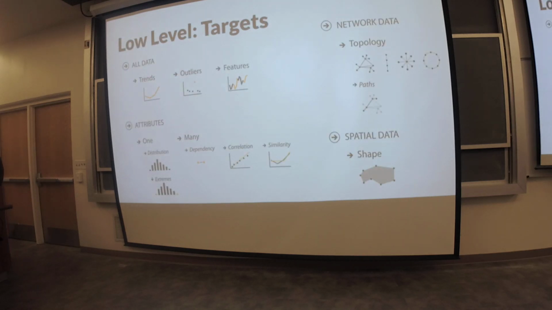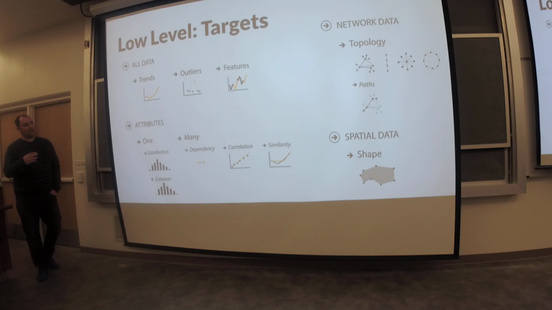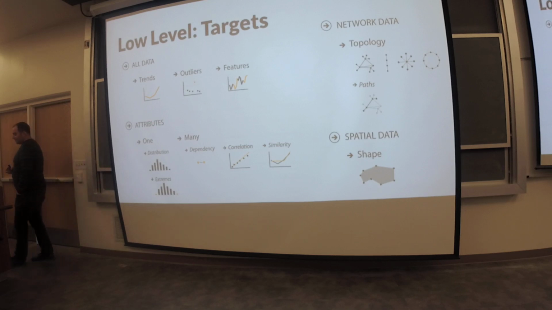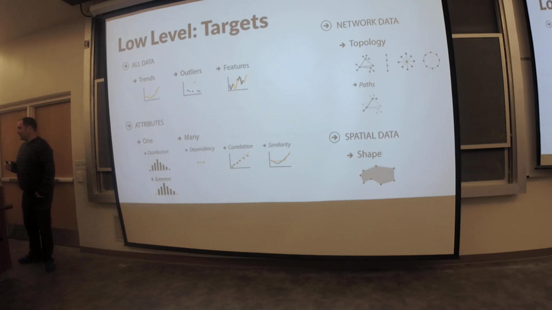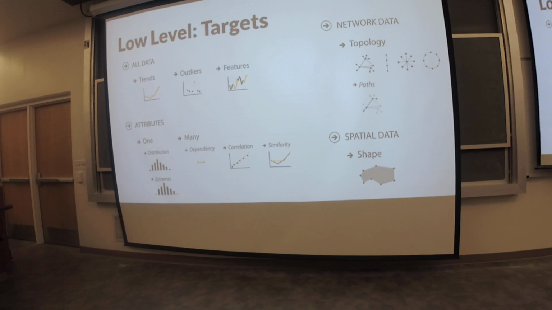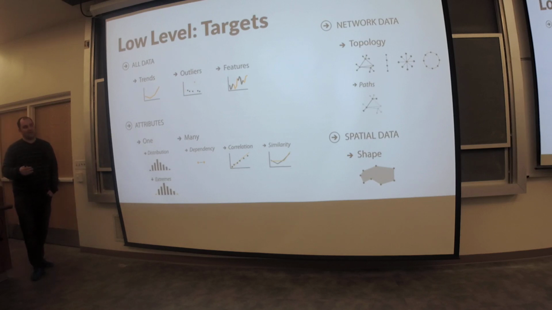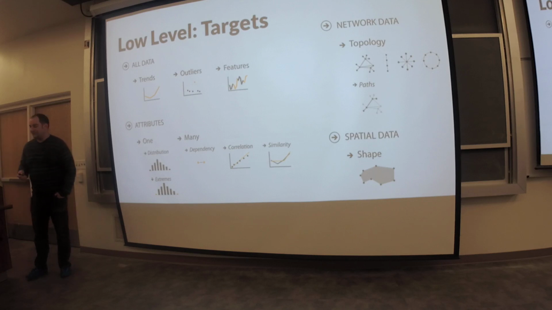On the lowest level, we think about what the targets are. So we have things like trends, outliers, and features. Do I want to identify these trends or outliers or features? Or for attributes, do I want to look at one or many attributes? Is it a distribution, or do I want to identify extremes? Do I want to identify dependencies or correlations or similarities? And then in other data types, we have specific tasks or specific targets. We talked about network data, where we have topology, where we want to look at neighborhoods or a path. And in spatial data, we want to identify shapes.